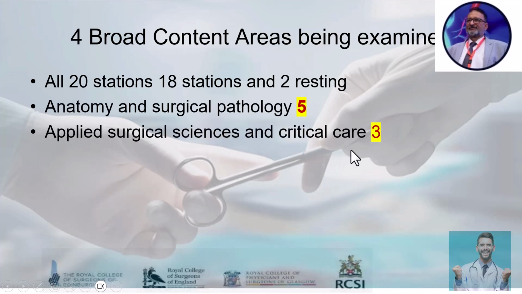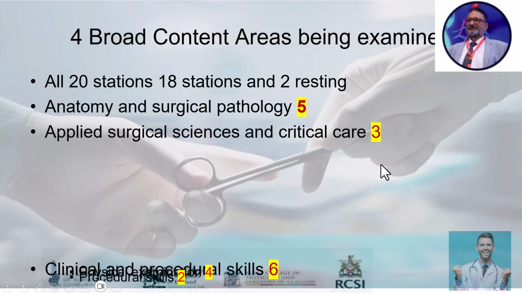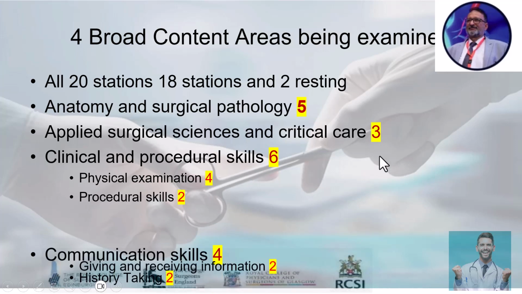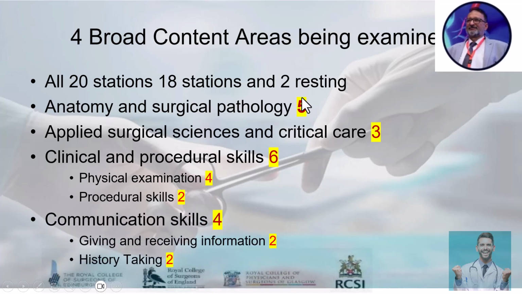Now, these 18 stations are distributed as follows. Anatomy is 5 stations. So anatomy and surgical pathology are 5 stations in every exam. Applied surgical science and clinical care are 3 in every exam. And clinical and procedure skills are 6. They are divided into physical examination, which is 4, and procedure skills, which is 2.